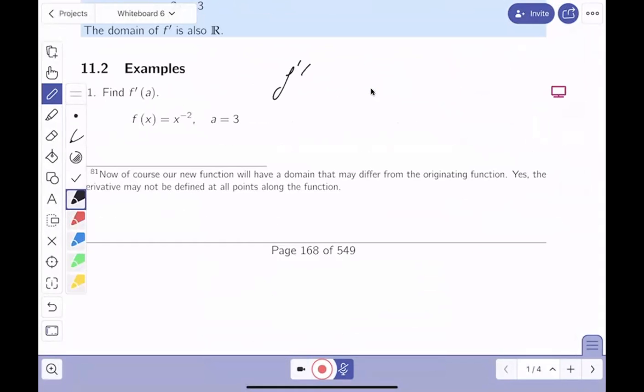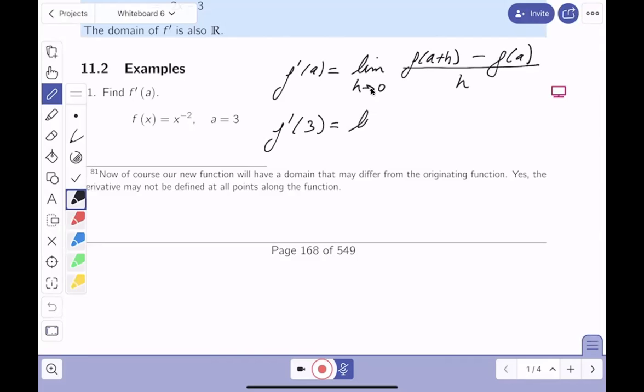F prime at A is the limit as h goes to 0 of f of A plus h minus f of A, over h. Okay. What's f prime of A? I don't know, but I know what A is. So f prime of 3, what's it going to be? Limit, h goes to 0. I'm just copying. F of 3 plus h minus f of 3 over h.